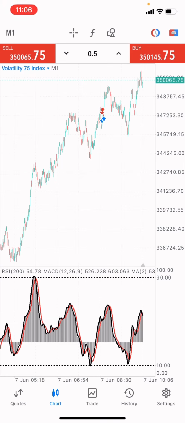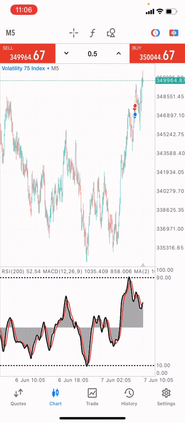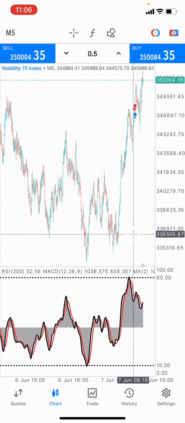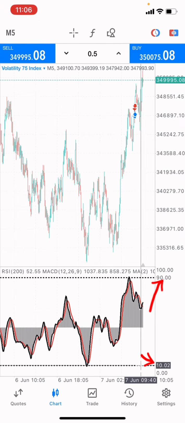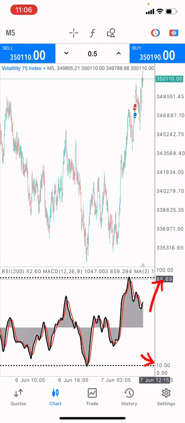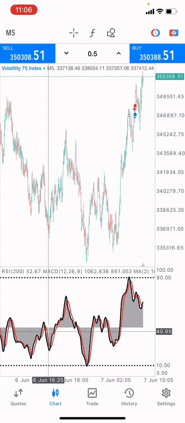With this strategy, you go to a higher time frame like the 5-minute time frame, or you can use the 1-minute time frame. But for this strategy I suggest you use the 5-minute time frame, just as you can see in this video. What you need to do is notice those points at the level 90 and the level 10, right here.